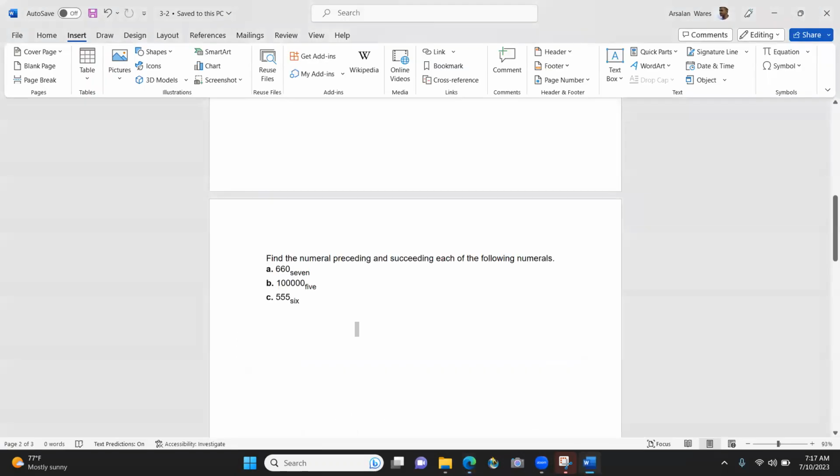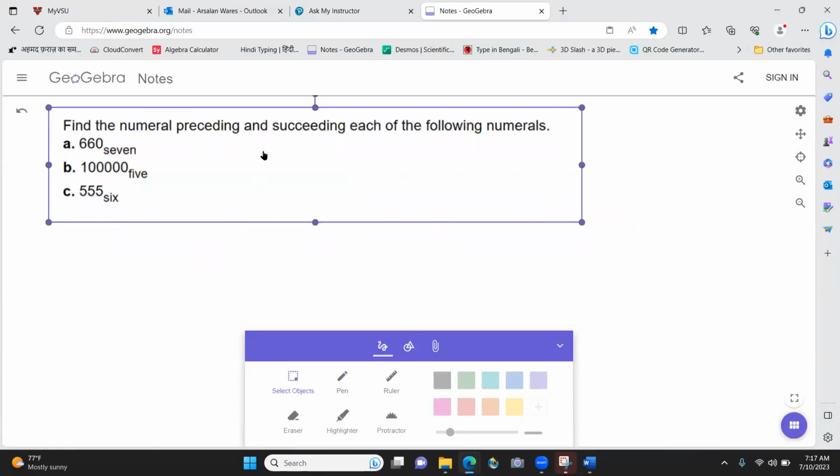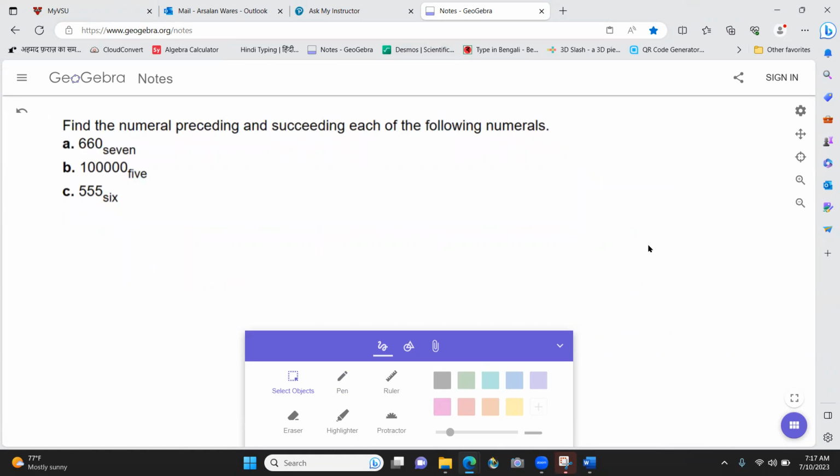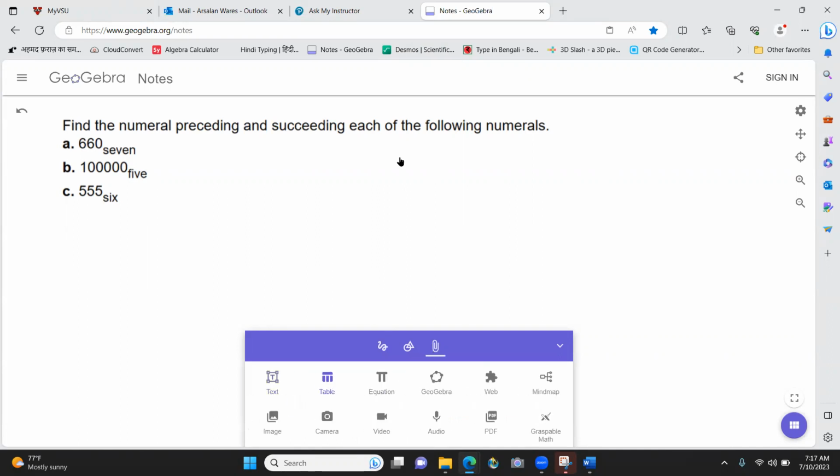Okay, guys, so let's do a problem from 3.1 that one of my students asked me to do. I will do it slowly, and it is a hard problem. What they're saying is find the number preceding and succeeding each of the following numerals. I'll do all three. I don't mind. We have a little bit of time. Now, you can take this number 660 in base 7 and convert it to a base 10 number, and then add one, subtract one, and then convert the answers back to base 7. That's a little bit of a pain, right? I would say unnecessary work.